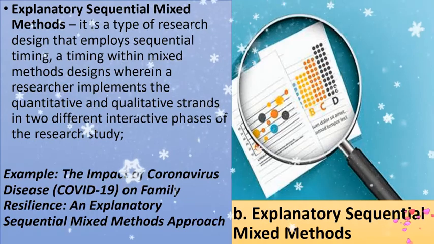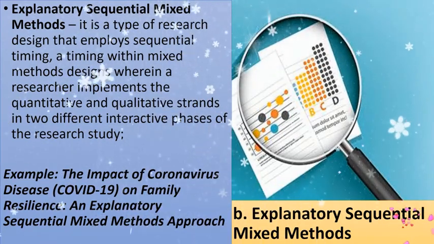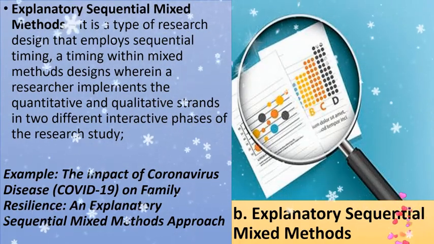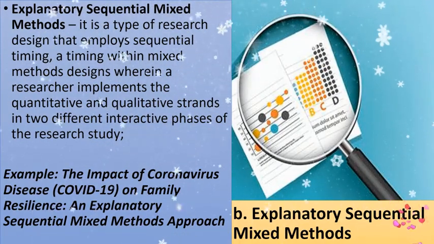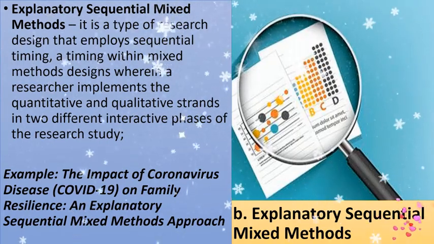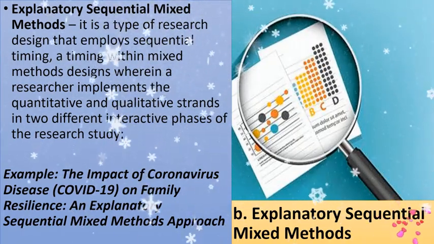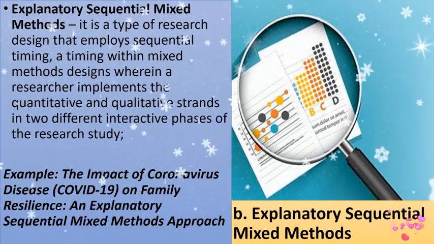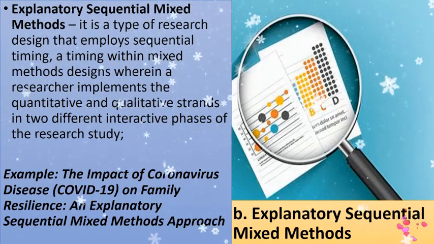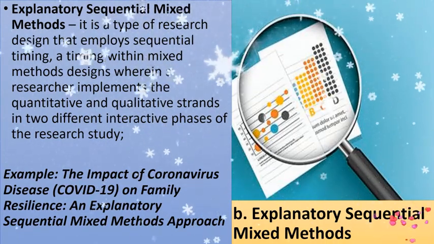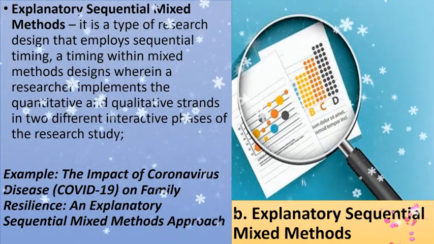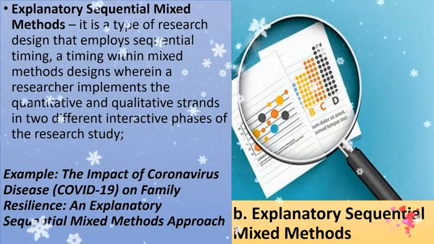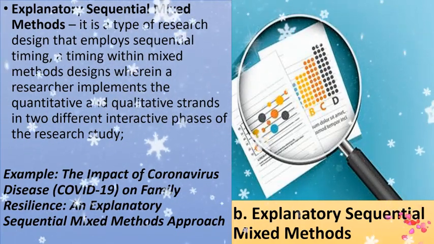The second type of mixed method is the explanatory sequential mixed method. So explanatory sequential mixed methods is a type of research design that employs sequential timing, a timing within mixed methods designs wherein a researcher implements the quantitative and qualitative strands in two different interactive phases of the research study. Example, the impact of coronavirus disease or COVID-19 on family resilience, an explanatory sequential mixed methods approach. So that's an example of explanatory sequential mixed method.